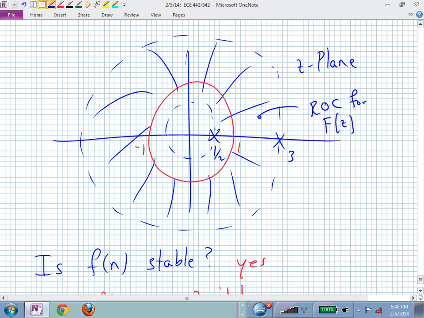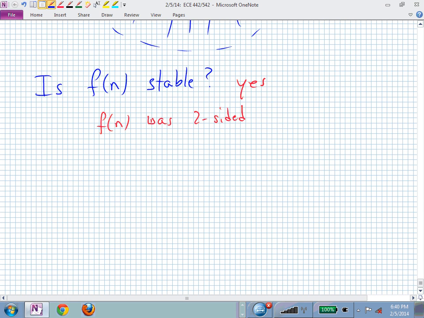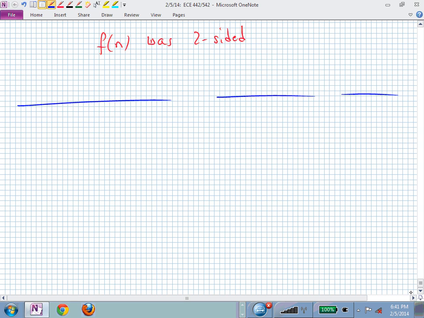Suppose these two poles were both interior to my region of convergence. So now I'm saying, suppose, I'm hoping I'm sort of converging on an answer. I'm kind of playing sides.